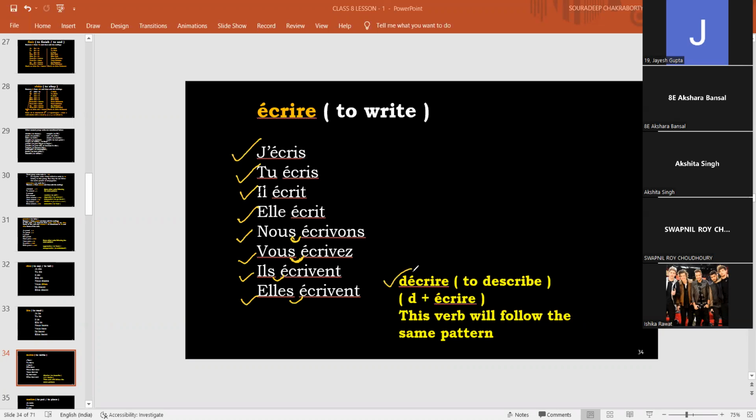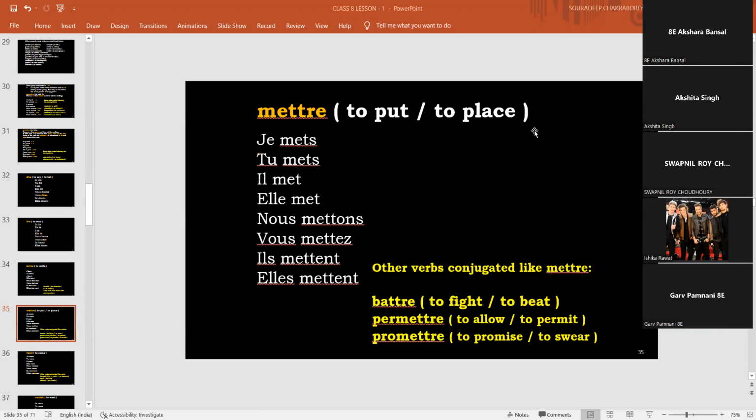And similarly, we have another verb, décrire. If you add D beside écrire, which means to write, it becomes décrire. Décrire means to describe. So you need to add D before these forms. Is it clear to all of you? Yes or no? Yes, sir. So we are going to the next subgroup now.